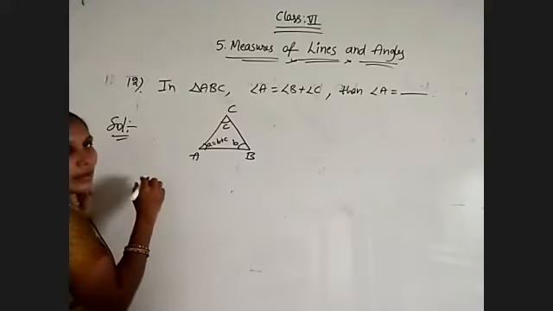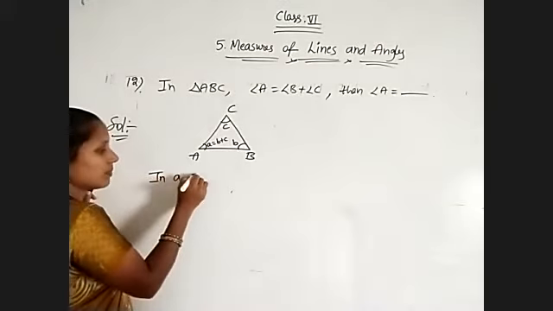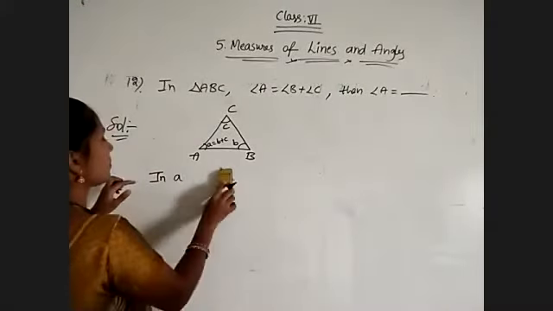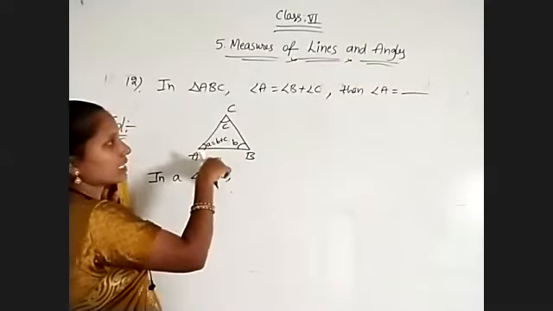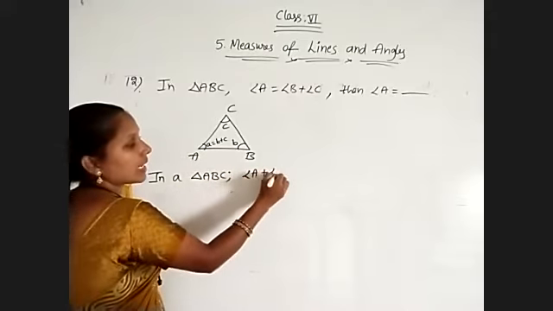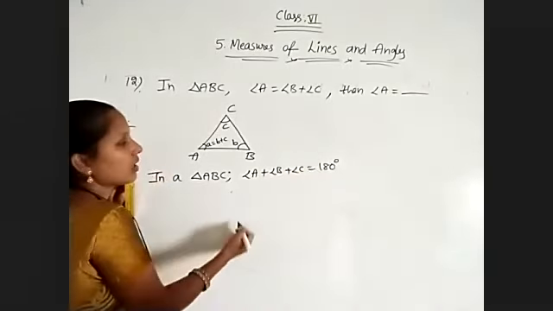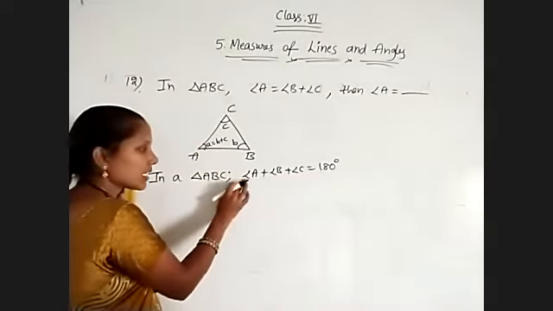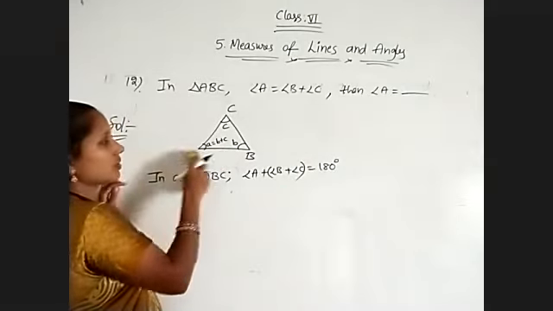So from the figure, in any triangle, the sum of the three interior angles of a triangle is equal to 180 degrees. That means angle A plus angle B plus angle C will be equal to 180 degrees. And they have given that angle A is equal to B plus C. Instead of that, angle B plus C is equal to angle A. Yes or no?